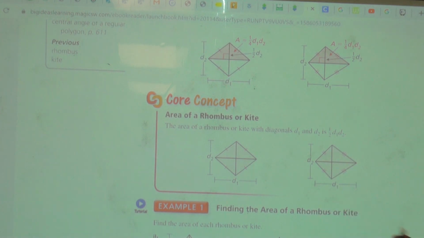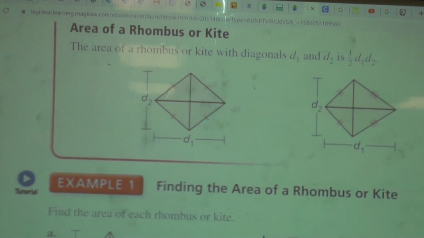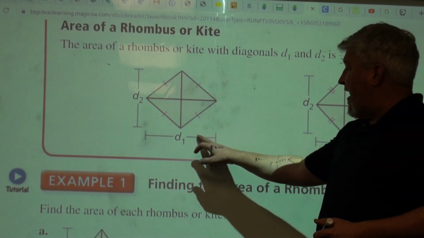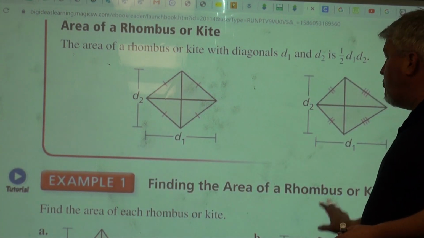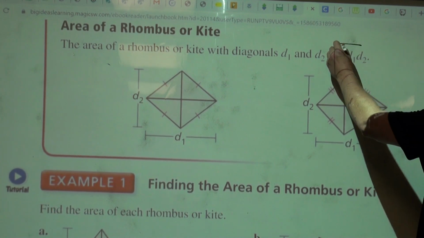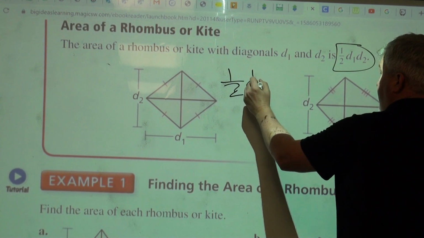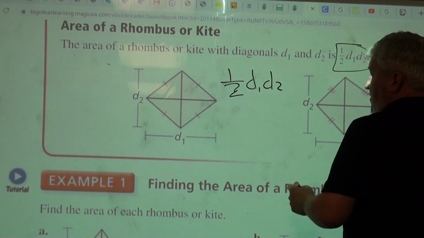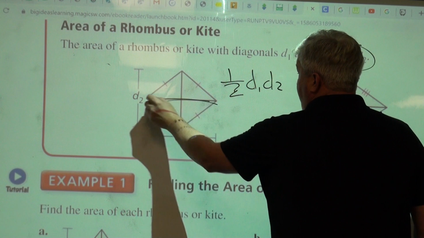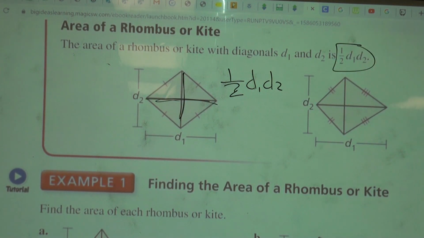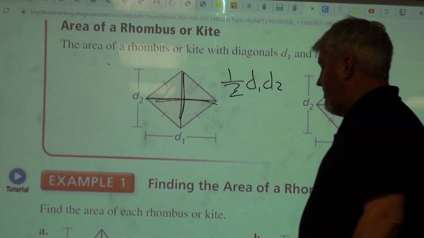So, here's your core concept, the area of a rhombus or a kite. The area of a rhombus or a kite with diagonals D1 and D2 is equal to 1/2 D1 times D2. That's all it is. 1/2 this diagonal times this diagonal. That's as complicated as it needs to get. Where did I set my eraser? Put it back away. Okay.